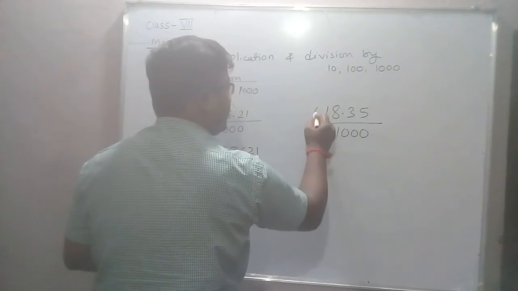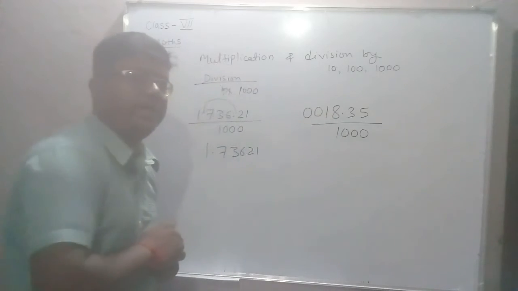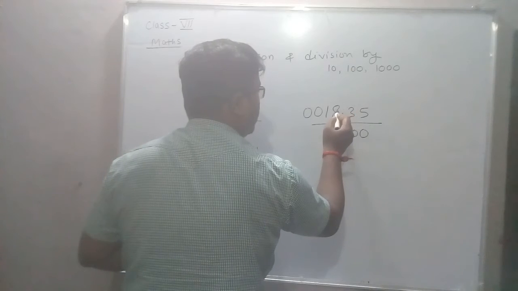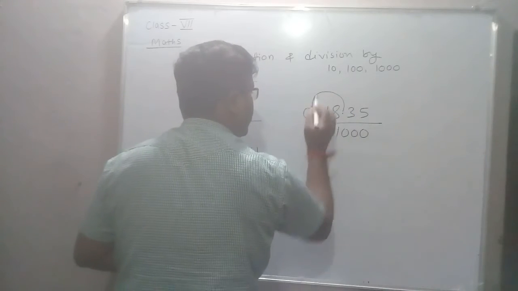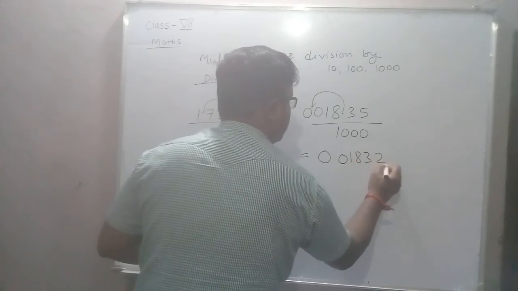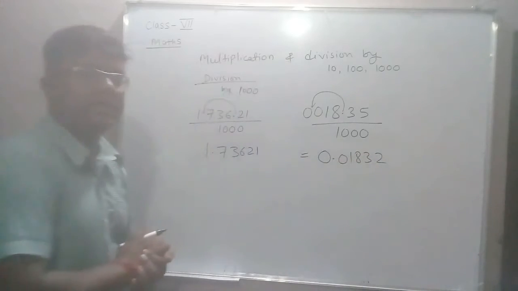We are going to transfer. We can keep zeros here. If you are having any problem directly, you can keep the zeros. Okay, so after 3, 1 2 3, it will come here, and your answer will be 0.01832. This will be your answer.